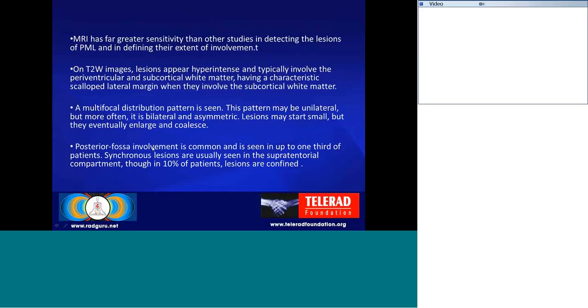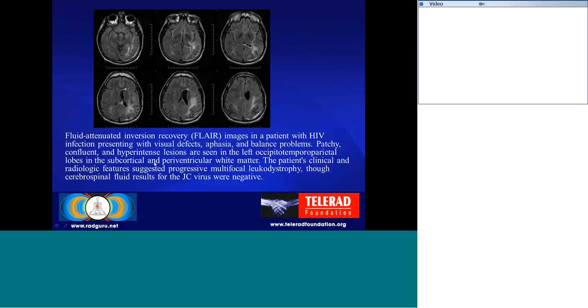When there is a posterior fossa involvement, there is also involvement of the supratentorial structures, and in 10% the lesions are confined. See, this is an example of a PML. This is a FLAIR series of a patient with visual defects, aphasia, and balance problems. You can see that there is an asymmetrical involvement. First, we should see that there is asymmetrical patchy involvement in the brain parenchyma. There will be multifocal distribution.